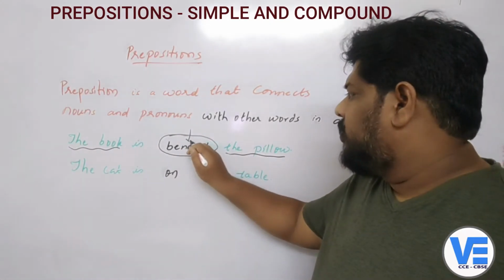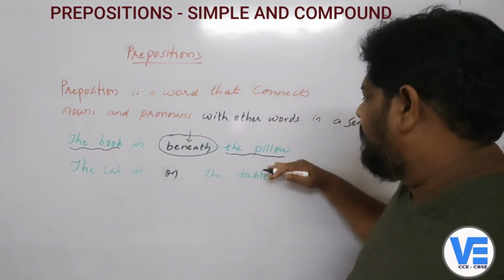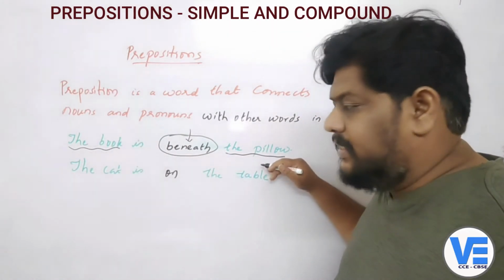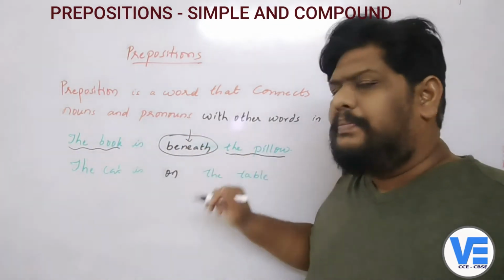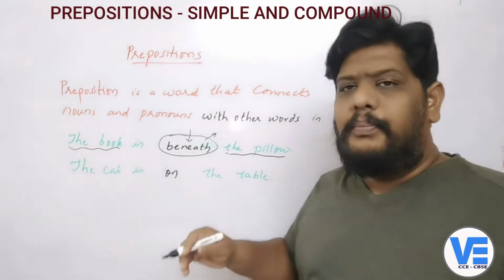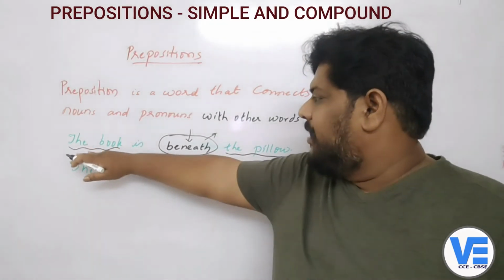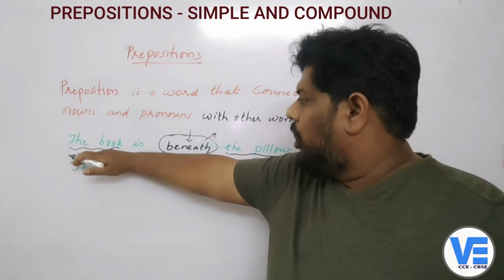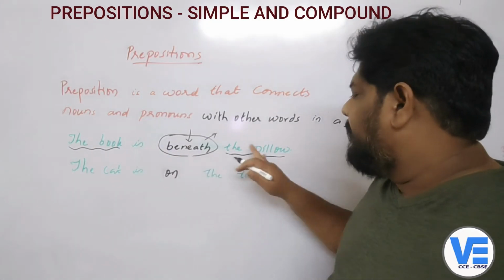This word is used to relate this particular part of the sentence with this particular part of the sentence. If you just remove the word beneath, the book is the pillow, there is no meaning at all. That means the preposition is giving a proper meaning to the sentence. It is showing the relation of the nouns or pronouns with the other words in the sentence. So here the book is beneath the pillow.